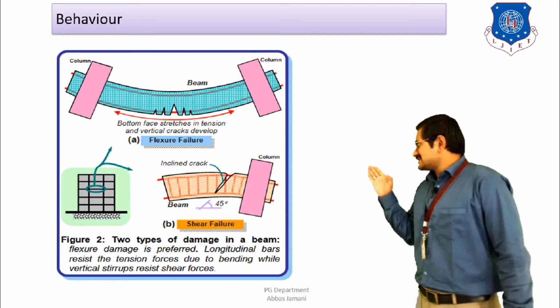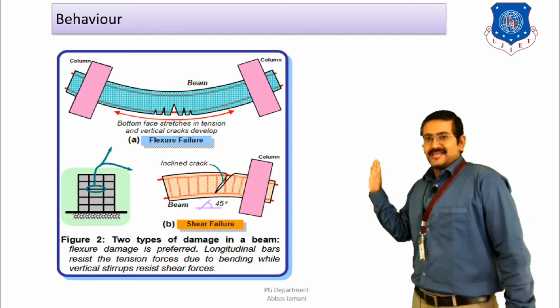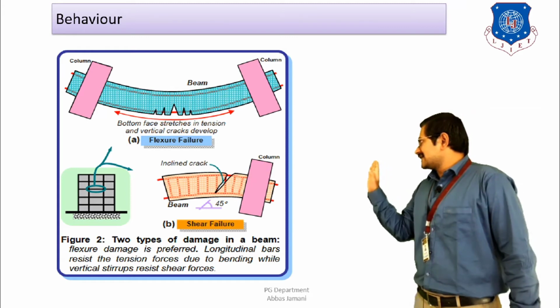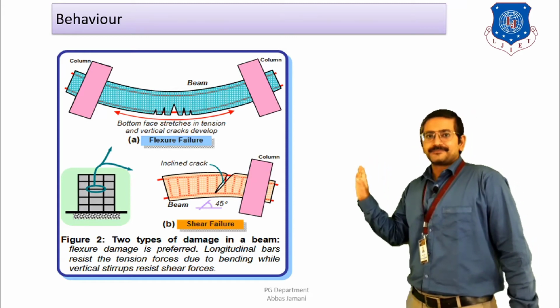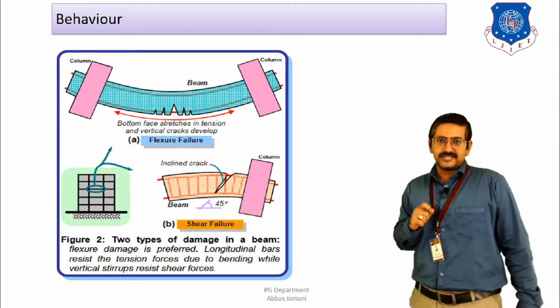As you can see in the figure, a diagonal crack will start from the support section, that is the top flange of the beam, and it will try to travel downwards. This diagonal crack that will take place is going to have an angle of 45 degrees with the horizontal.